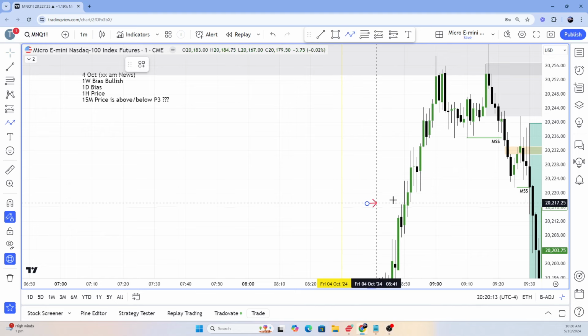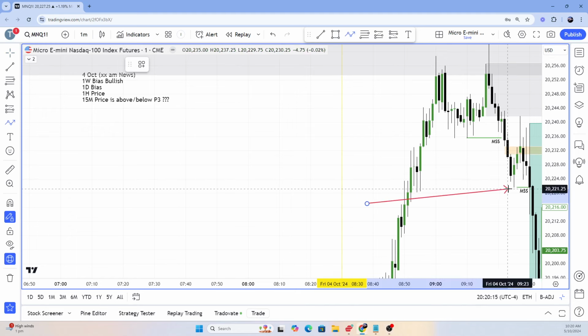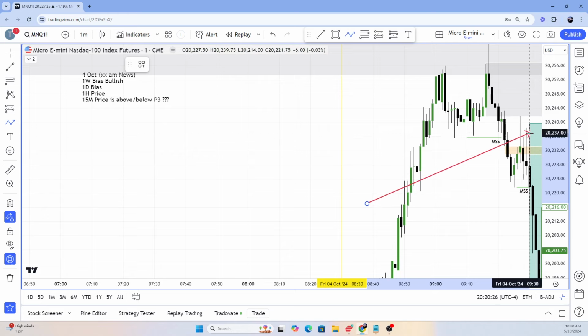Okay, so when the price breaks this swing low, that's another internal market structure shift that we see. Now, did we take the trade entry yet? Not yet, because this is still where the 9:30 starts, just in this candle.